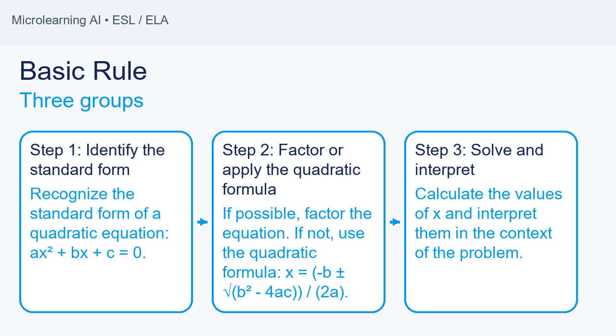Basic rule. Step 1. Identify the standard form. Recognize the standard form of a quadratic equation: ax squared plus bx plus c equals 0.